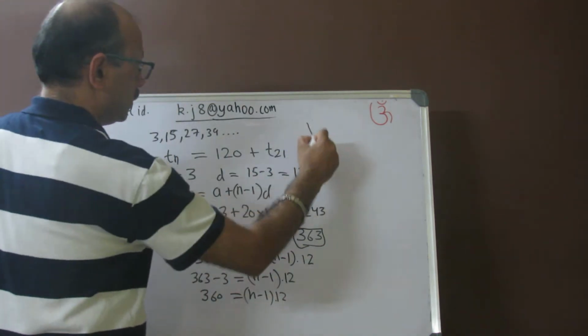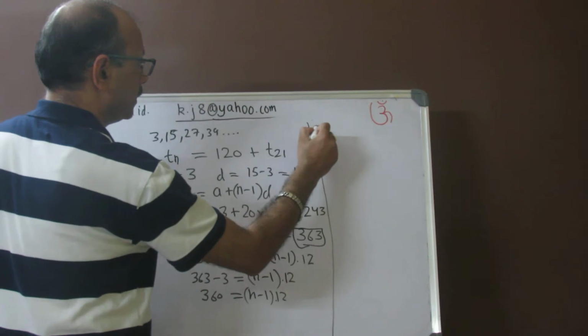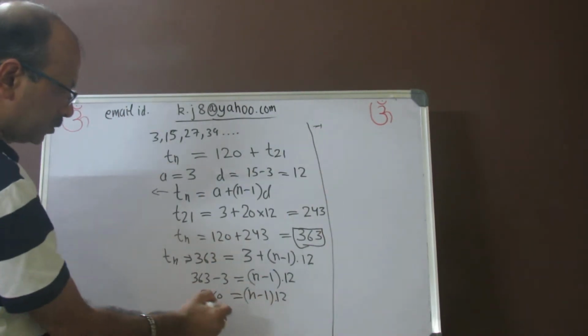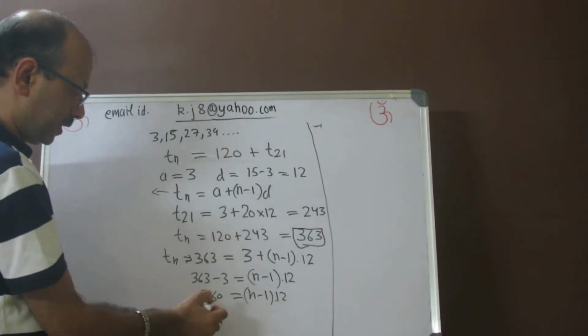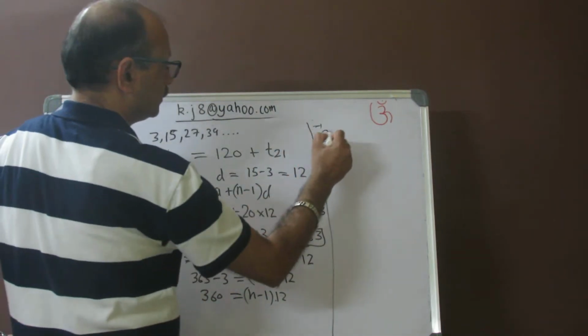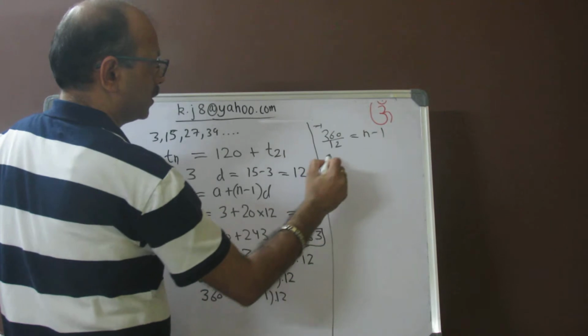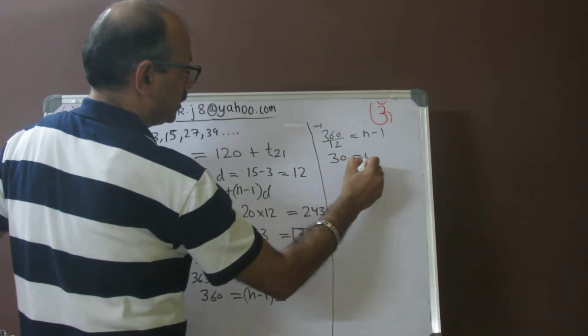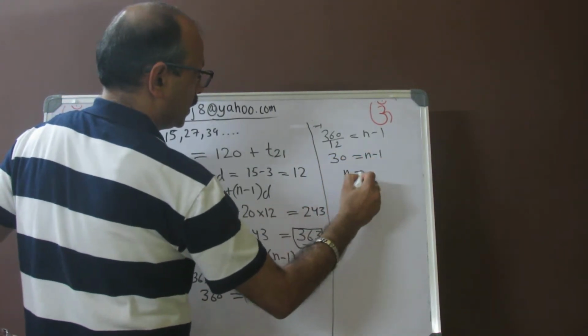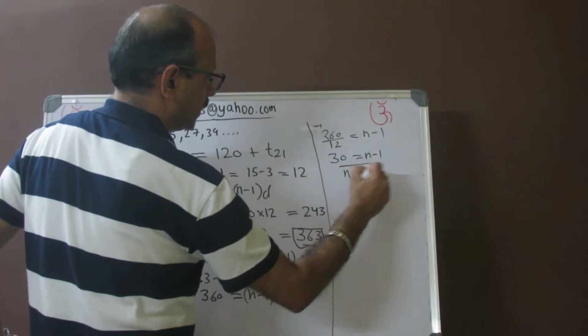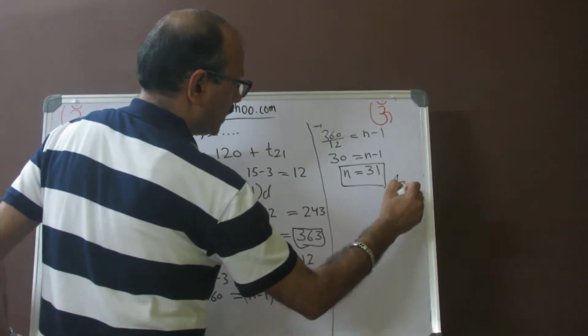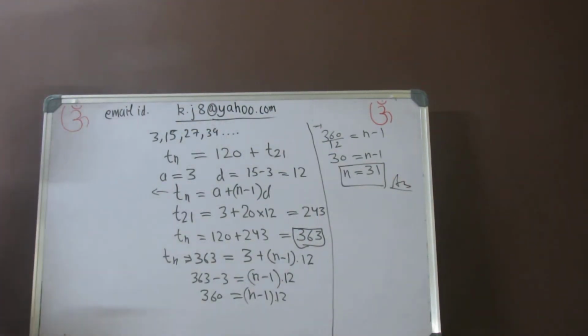Now let us bring this here. So I'll take 12 down. So 360 divided by 12 equals n minus 1. That is 30 equals n minus 1, n equals 31. And that's our answer for this question.